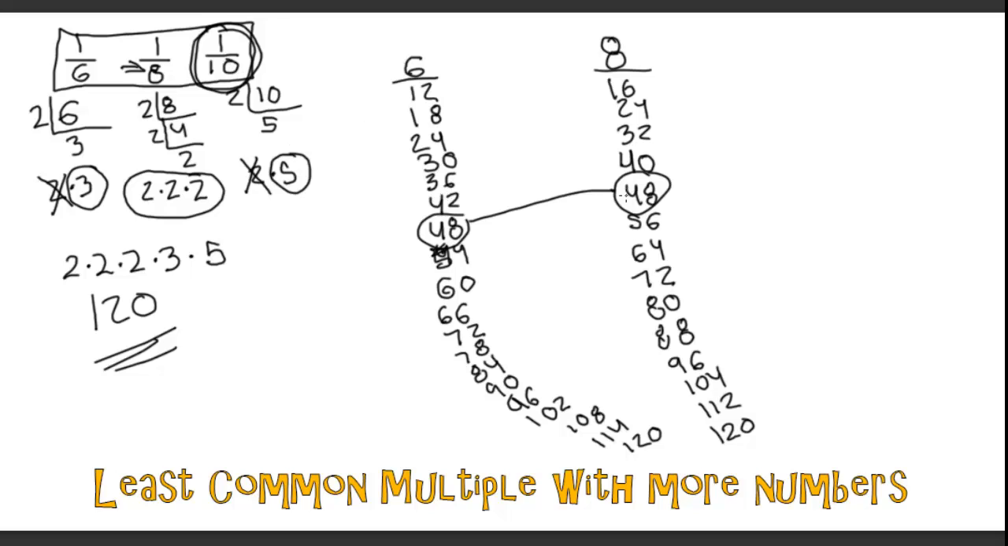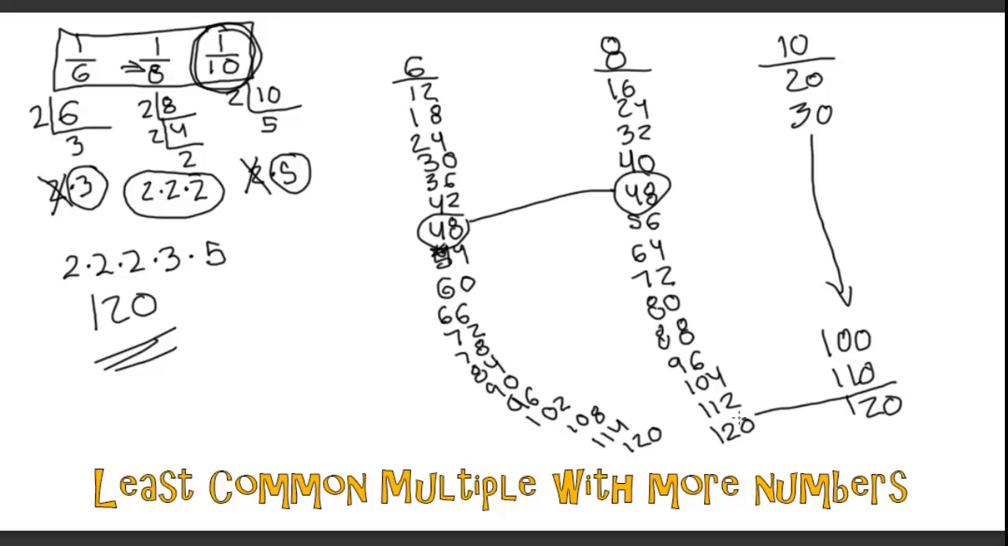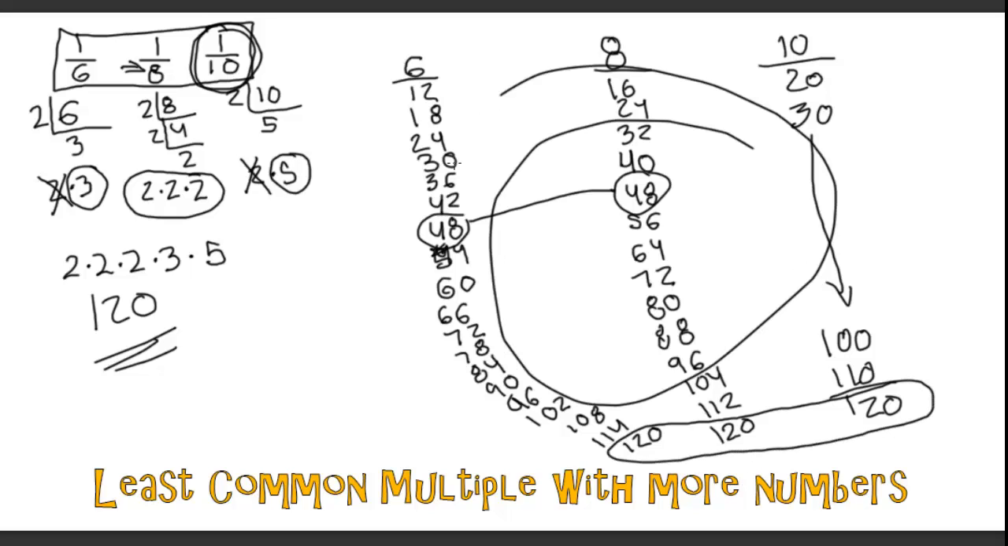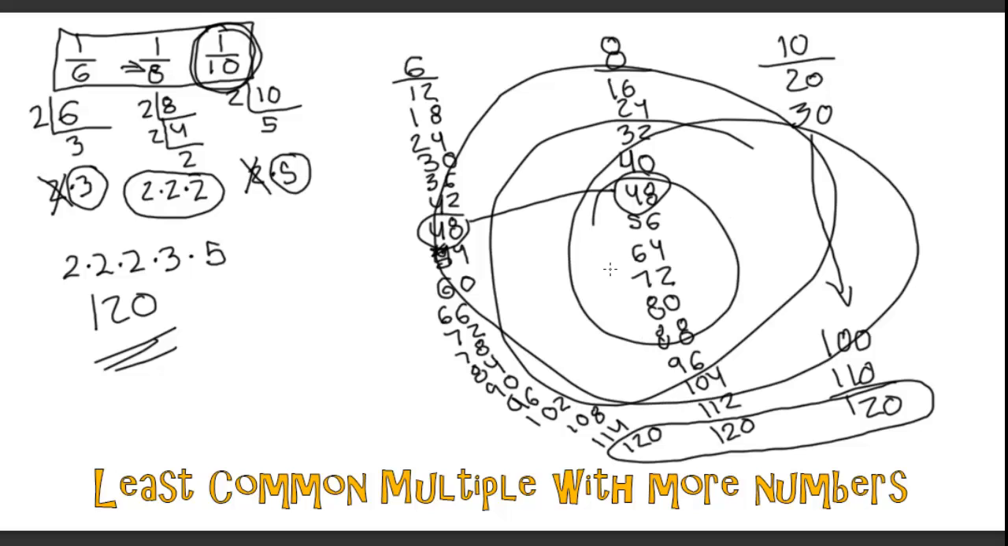So you might be like, oh, 48, but 10 doesn't go into 48. So if you do 10, I don't really have to do this, but you go 10, 20, 30, blah, 100, 110. Oh my gosh, look, 120. Okay, so now we've got our common denominator. Right there, 120. This is a lot of work.